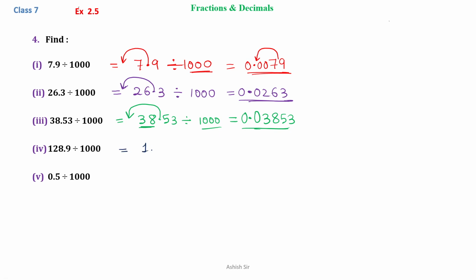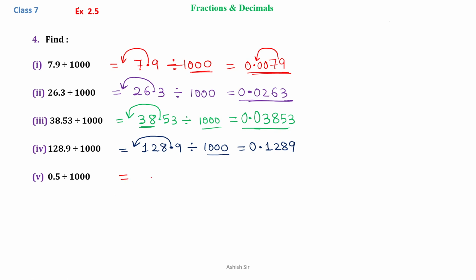Now the next question, it is 128.9 divided by 1000. So we need to move the point three digits to the left because there are three zeros. The decimal point will go three digits to the left. So it will be 0.1289.